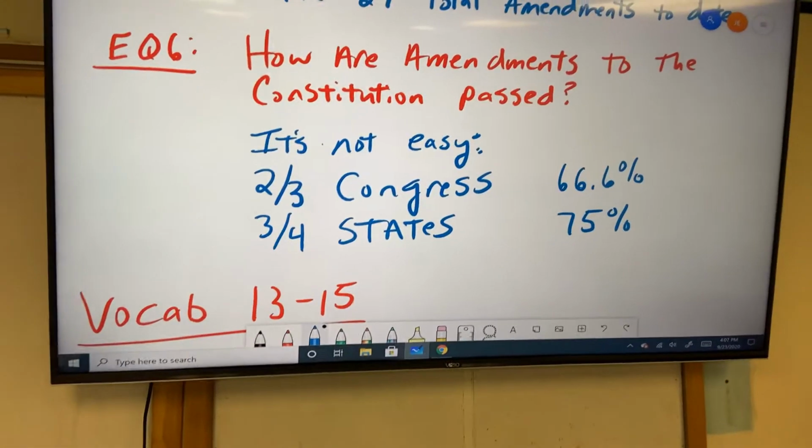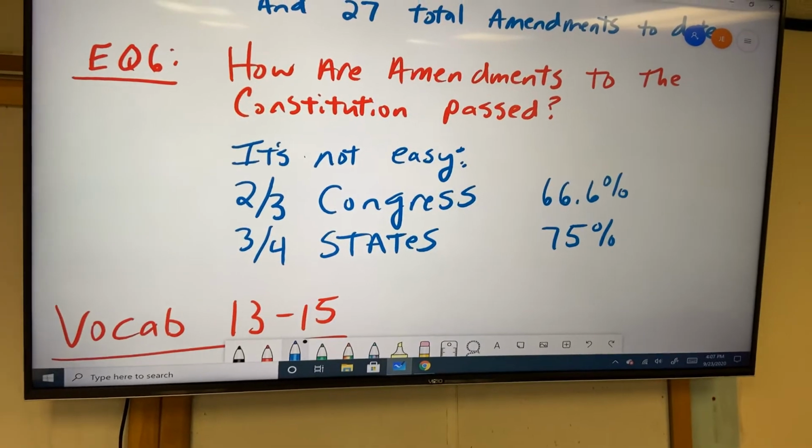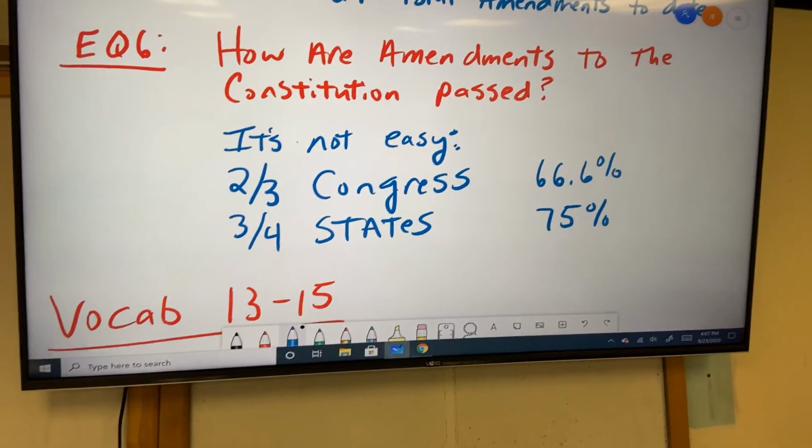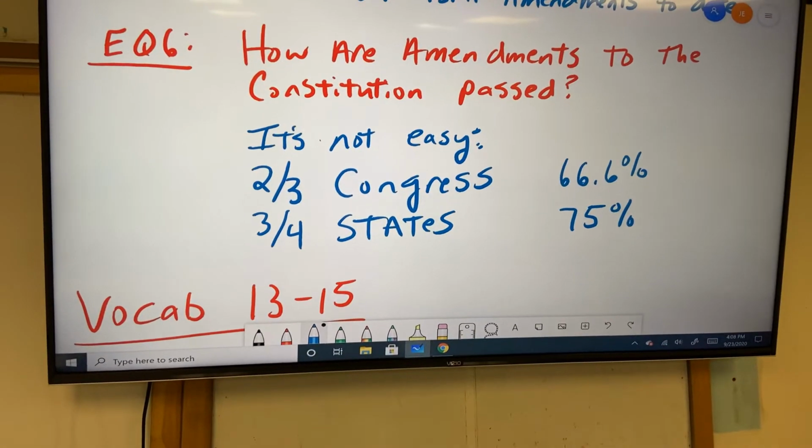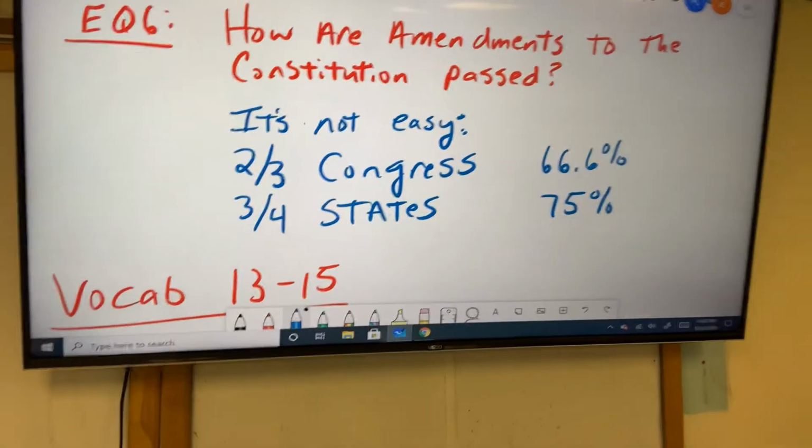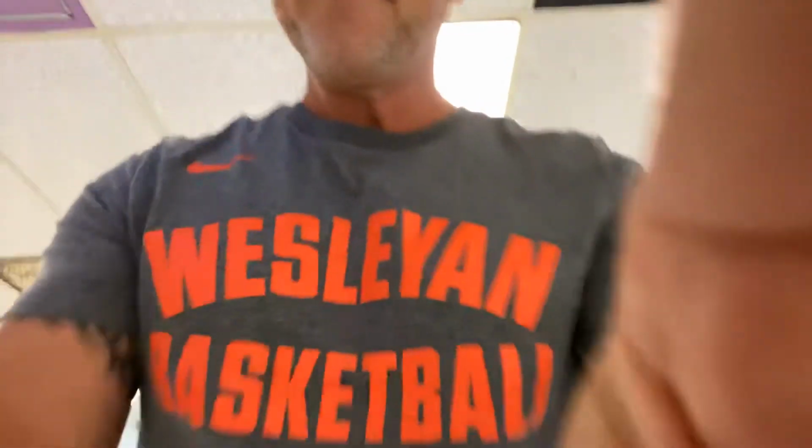It takes 2/3 of Congress to agree to an amendment. That's 66.6%. And it takes 3/4 of the states, for you math people, that's 75%. It takes both of those things to get an amendment added to the Constitution or a change to the Constitution to be made. It's hard to get those things.